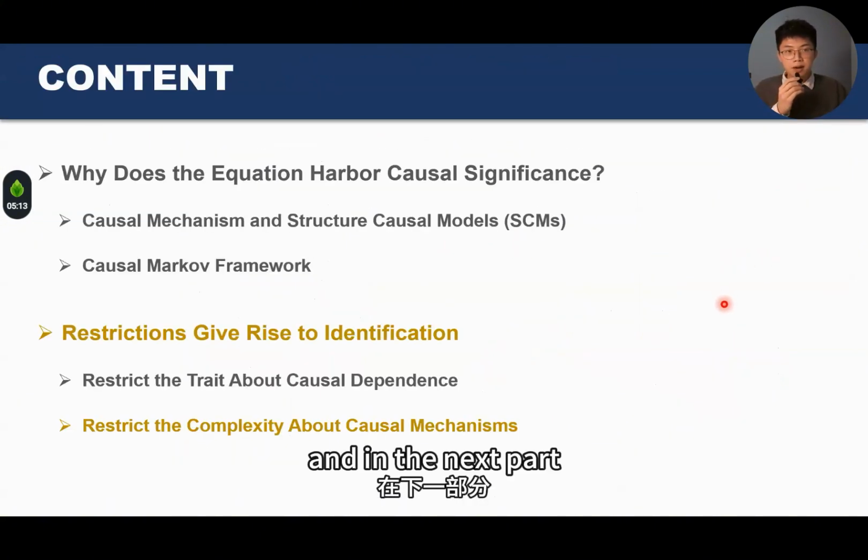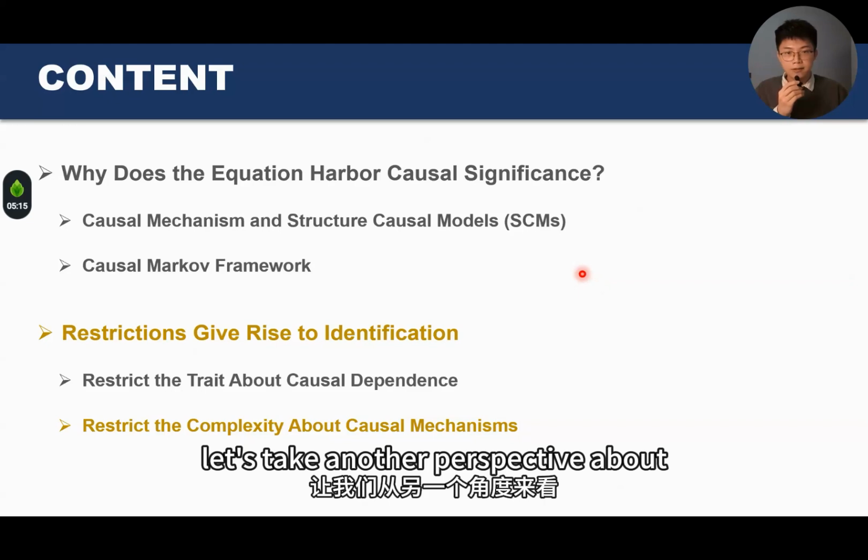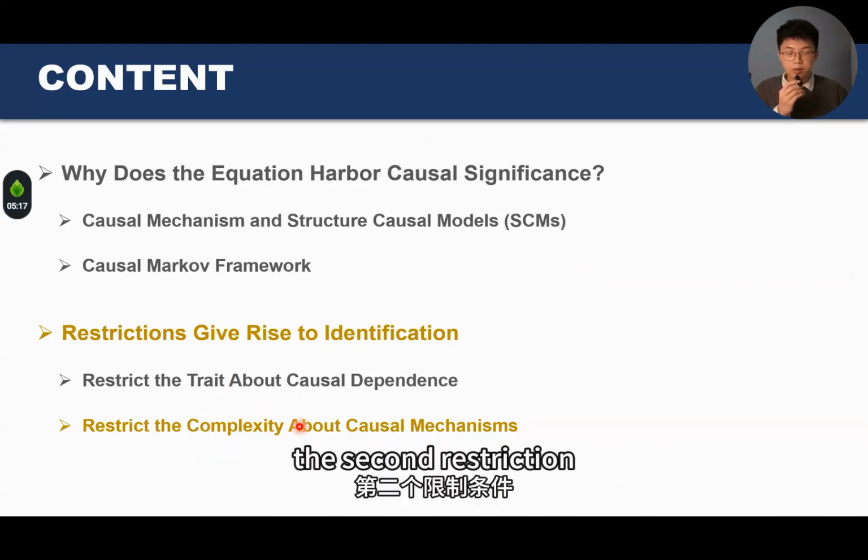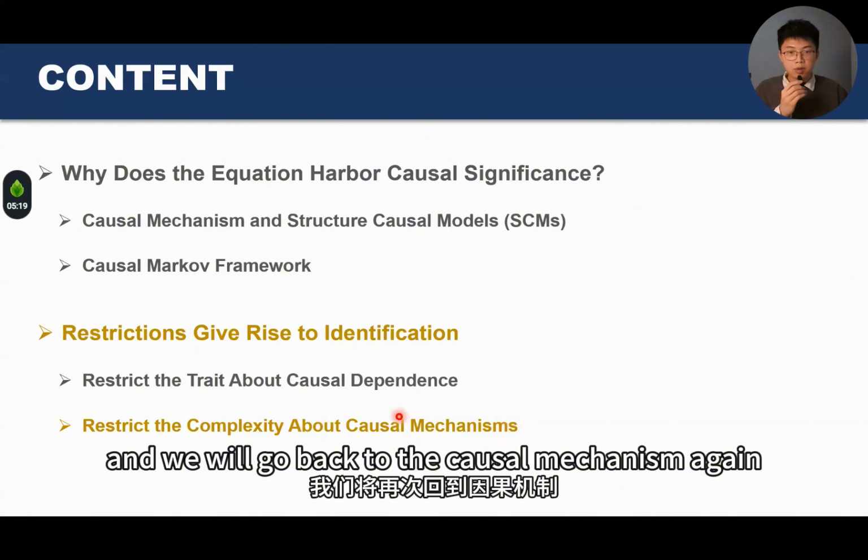And in the next part, let's take another perspective on the second restriction, and we will go back to the causal mechanism again.